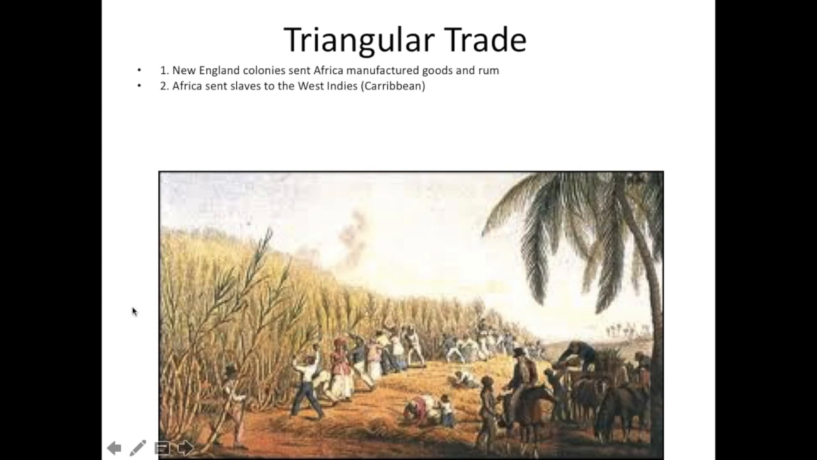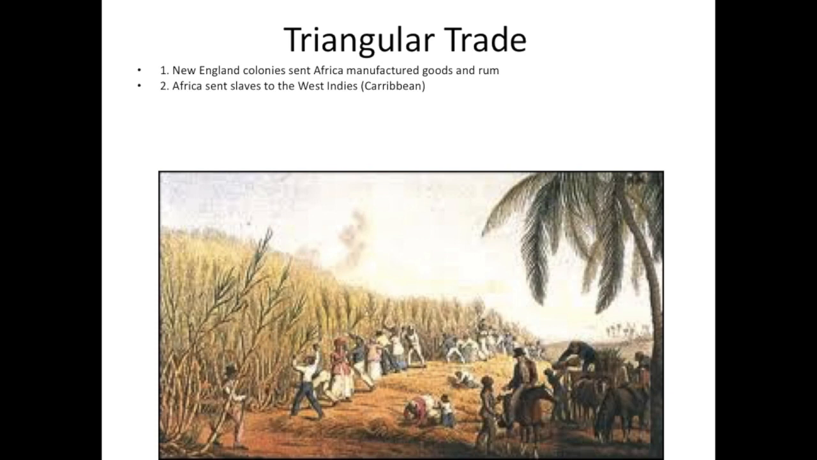So there's a lot to say about this, even though there's not a lot that I'm going to have you write. The West Indies was a nickname given to the Caribbean islands at the time. It was called the West Indies because, if you remember, when Columbus went to the Caribbean islands he thought he was in India. So it maintained the name West Indies for a while.